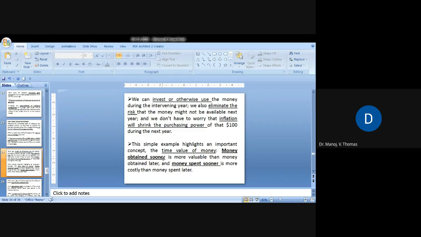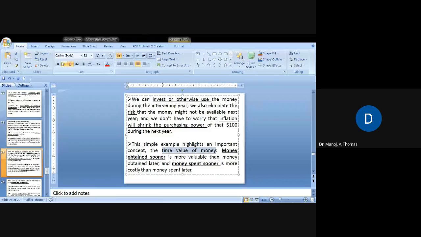But money spent sooner is more costly than money spent later. The $100 spent today is costlier than $100 spent a year later. So that is the time value of money.